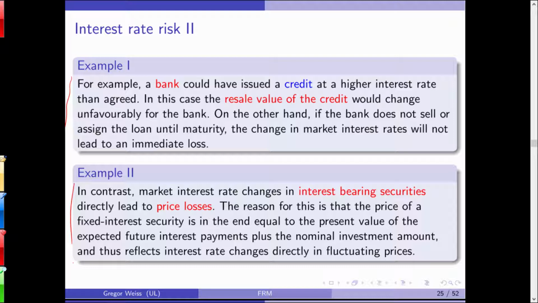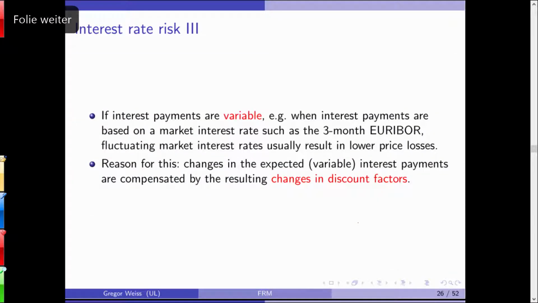And this is quite clear for fixed interest products, because in the end, the arbitrage-free price of the bond is equal to the net present value. And then you will use a different interest rate for discounting the fixed payments on the bond.